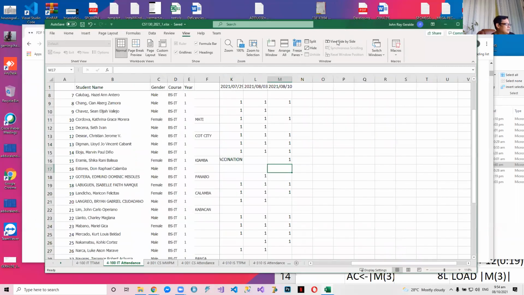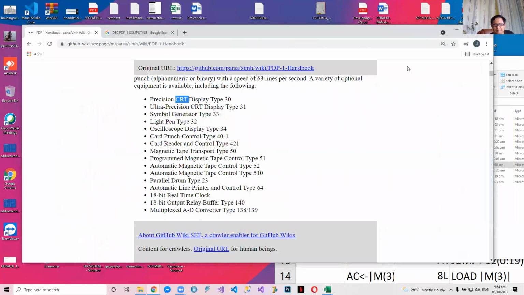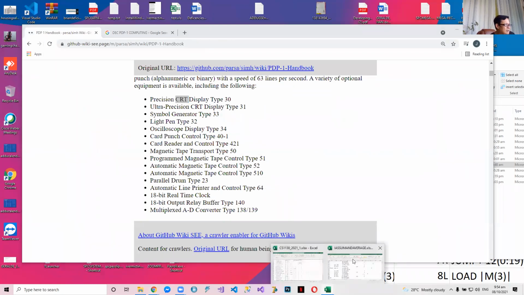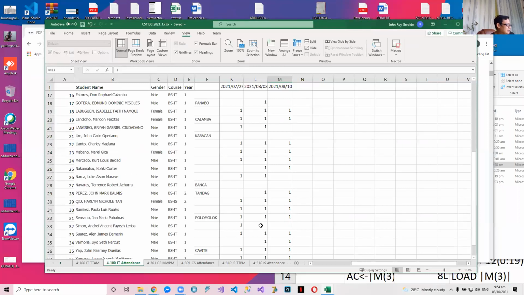I'll take note of Chavez anyway. First. Chavez. Narca is already here. I think I've already checked. Narca. Not yet.